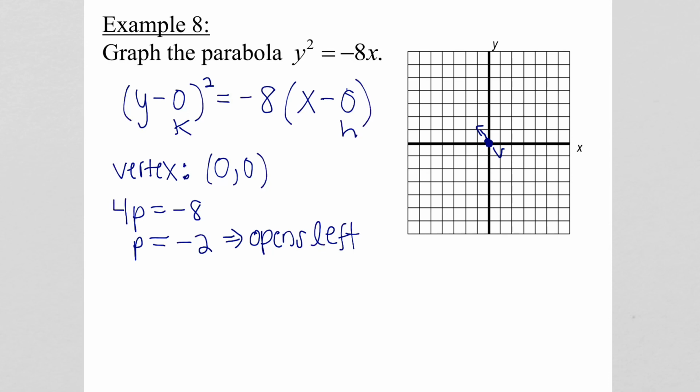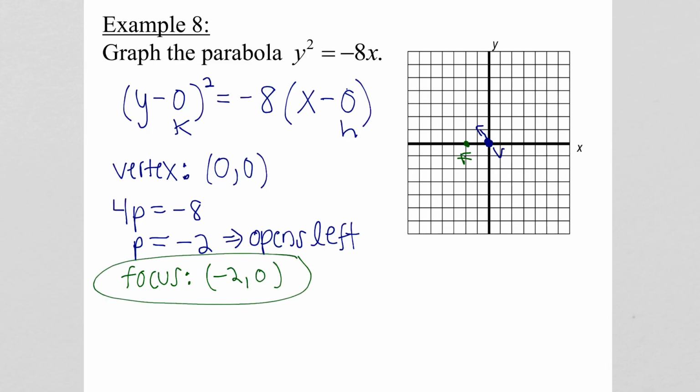Oh, I only traveled 1. Let's try that again. Let's travel 2. So 1, 2, right here would be my focus. So the focus is at (negative 2, 0). That's an important part of my graph. Also, the vertex is an important part of my graph.